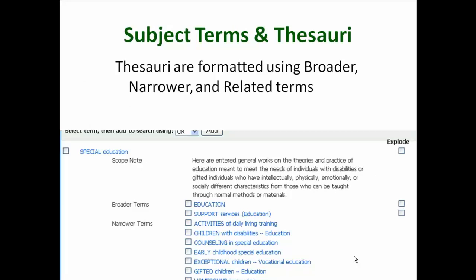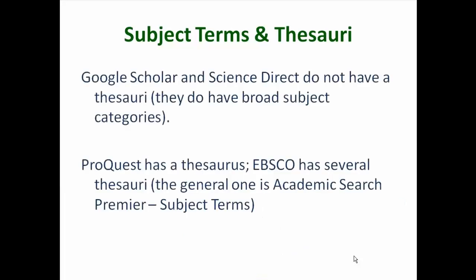This is what an entry in a thesaurus looks like for special education. The scope note tells you what's included in this entry. Then you're also going to have broader terms like education, narrower terms like early childhood special education, and then also related terms.